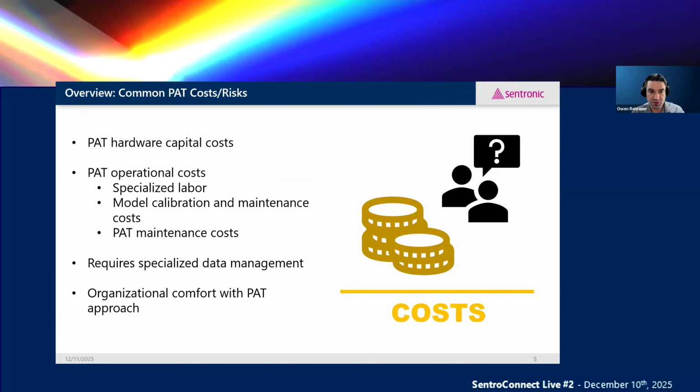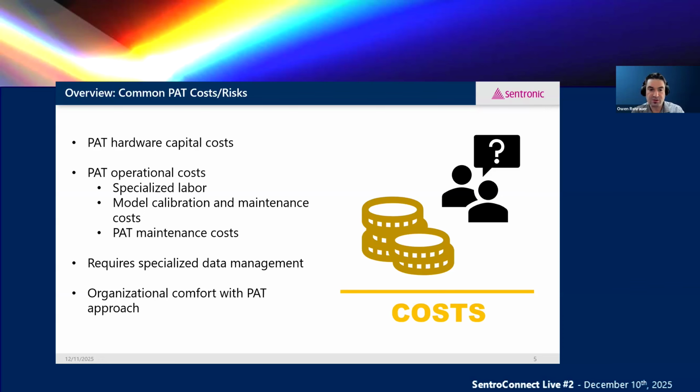There's a cost associated with the hardware, there's operational cost. PAT often requires specialized labor. If you need to calibrate or maintain a chemometric model, there's some material and labor cost associated with that. PAT can have maintenance cost itself. In addition, it also requires specialized data management to get PAT data out. Oftentimes, material or data management systems for a manufacturing floor are not designed to take in spectroscopic data, and we've seen several specialized solutions to management. This also has a cost, though.